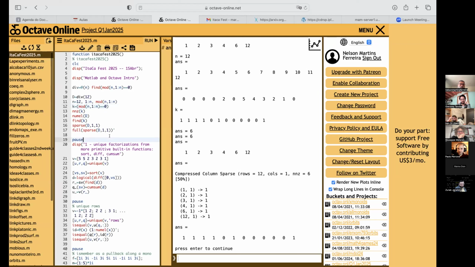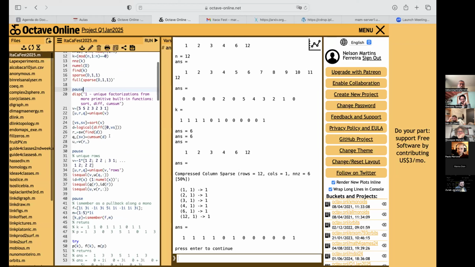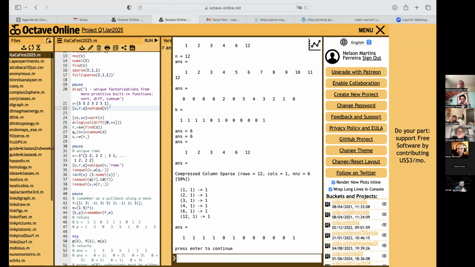Continuing very quickly, we will see that this built-in function unique is actually a split epi strong mono factorization system in computational language. It can actually be understood in more basic terms. It is built up of more primitive functions, namely sort, diff for successive differences, and cumulative sum.